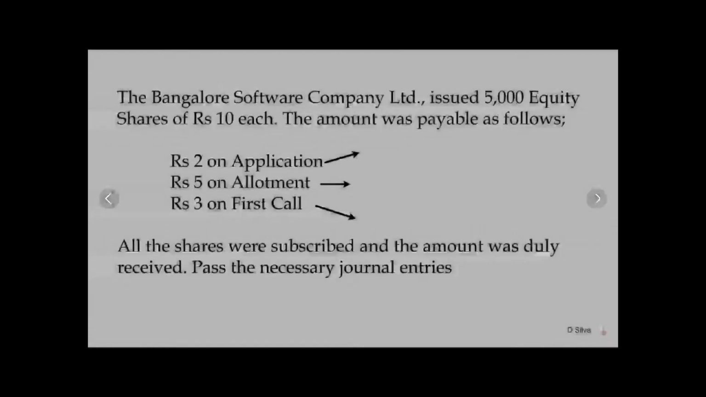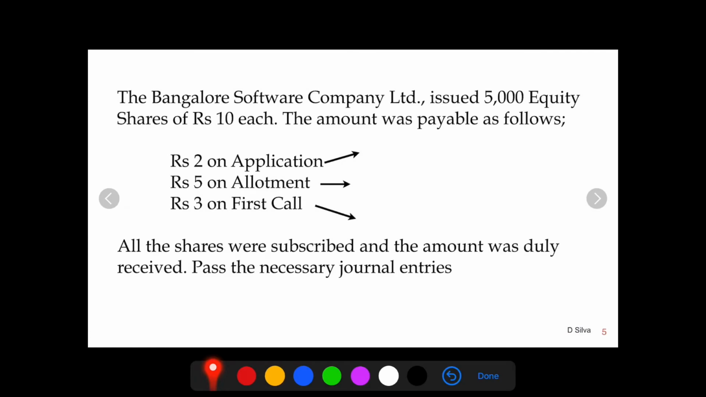So here you have the first problem. The Bangalore Software Company Limited issued 5,000 equity shares of rupees 10 each. The amount was payable as follows: rupees 2 on application, rupees 5 on allotment, rupees 3 on first call. All the shares were subscribed and the amount was duly received. Pass the necessary journal entries.